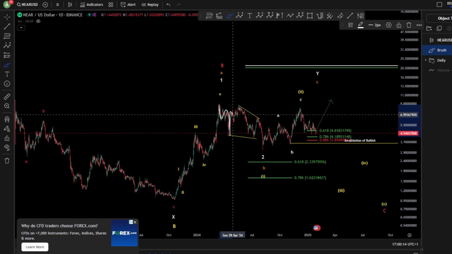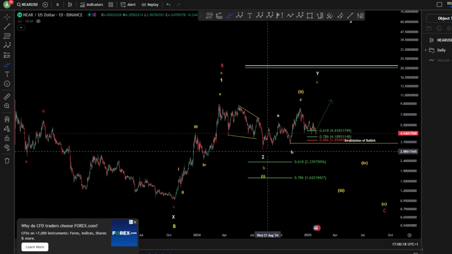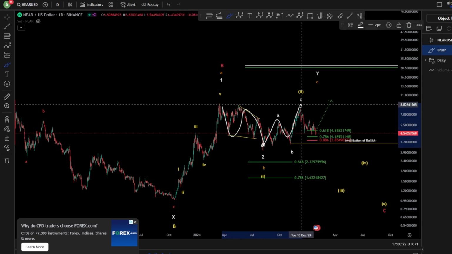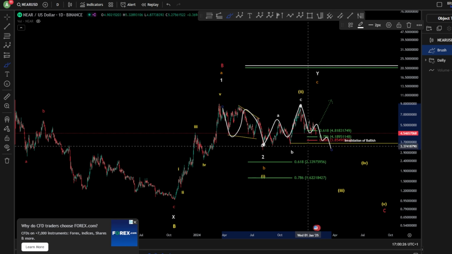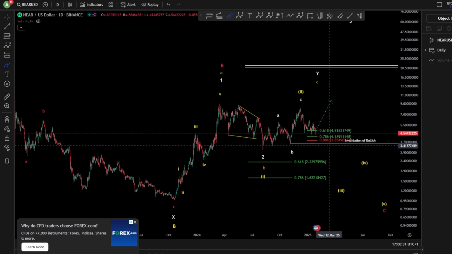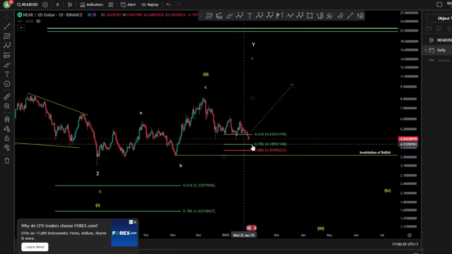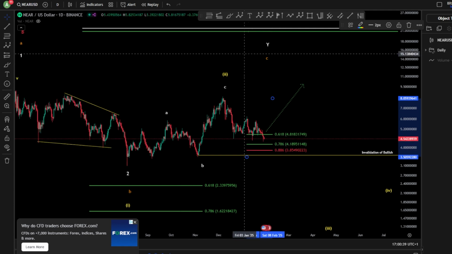So 3 waves down, 3 waves up, and 3 waves down again for WXY, finishing as ABC, let's say, and then another ABC toward the upside. And now you're looking to finish this final structure for this A, B, and C. As you can see here, we have lower prices that already reached the 0.618 and 0.78.